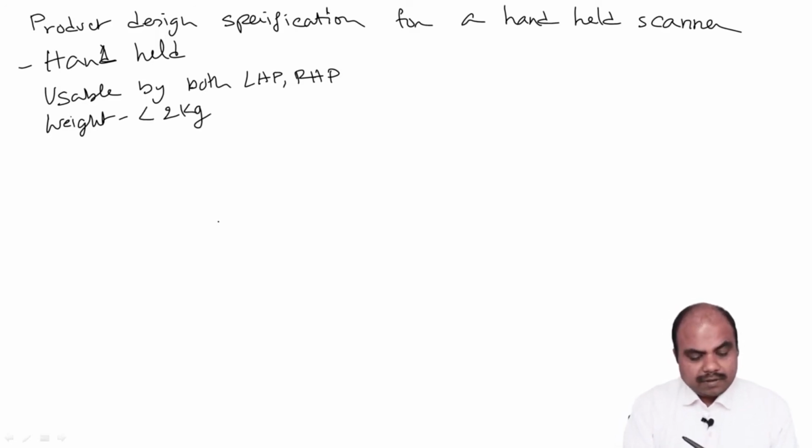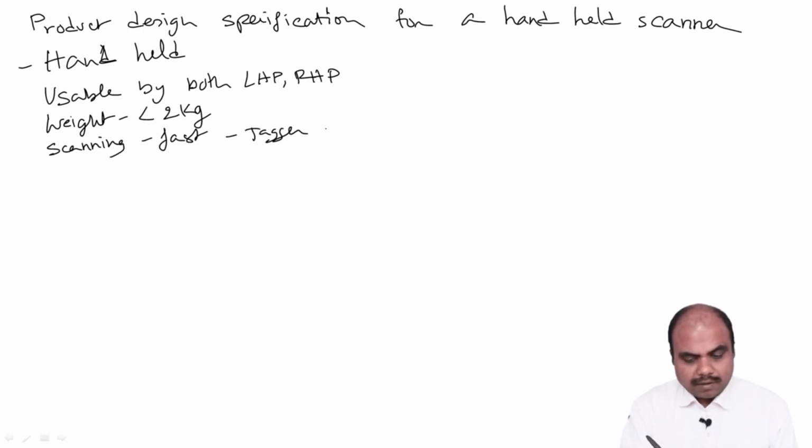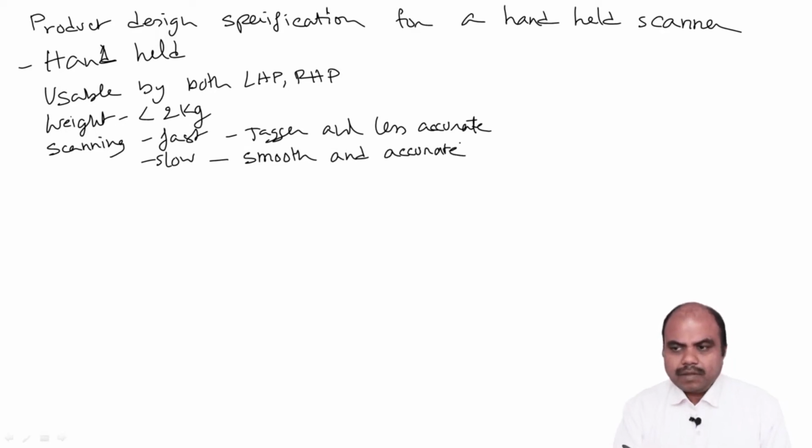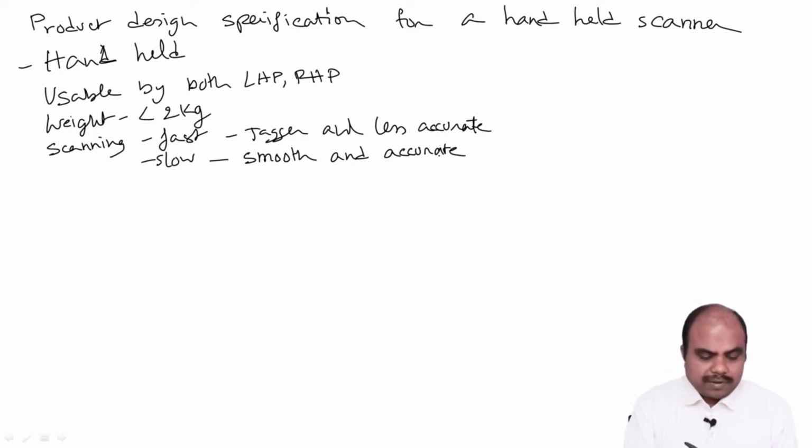Then scanning speed. Scanning fast should be jagged and less; scanning slow, it should be smooth and accurate. And then there should be some anti-check algorithm.